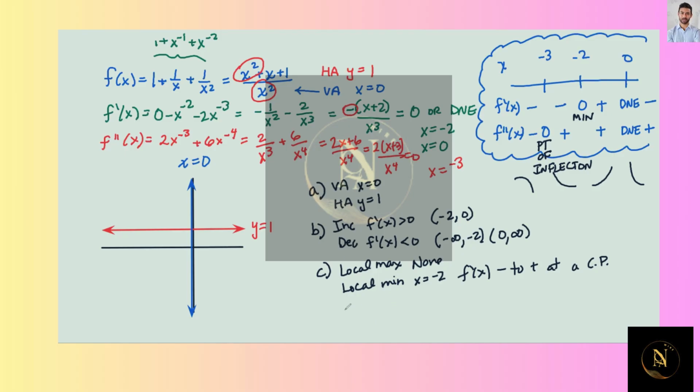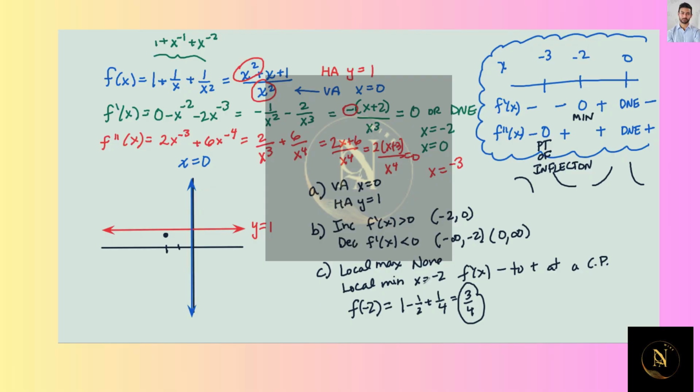Okay, let's plug in our min. For our min value, we need the y value at -2, and we're going to plug into our original equation. That will give me 1 minus a half plus a quarter, which gives me 3/4. Okay, so we have a min at (-2, 3/4), so something like this. Wow, it's very close to our horizontal asymptote.